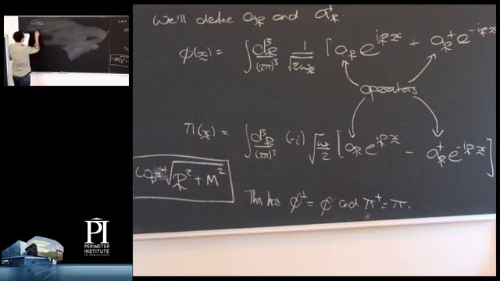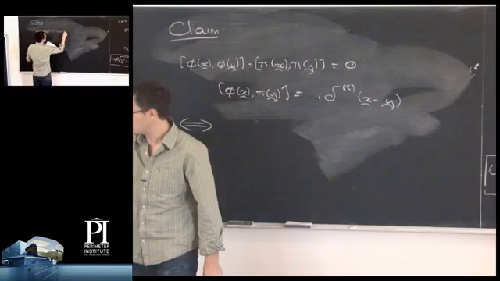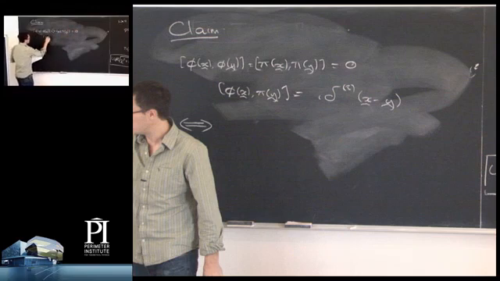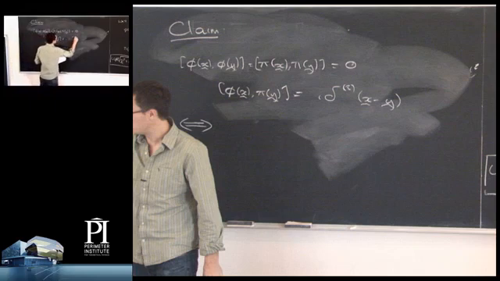So the commutation relations are basically that the commutator of phi of x, phi of y is equal to the commutator of pi of x, pi of y, which is 0, and then the interesting one is that phi and pi don't quite commute when x is equal to y. Okay.